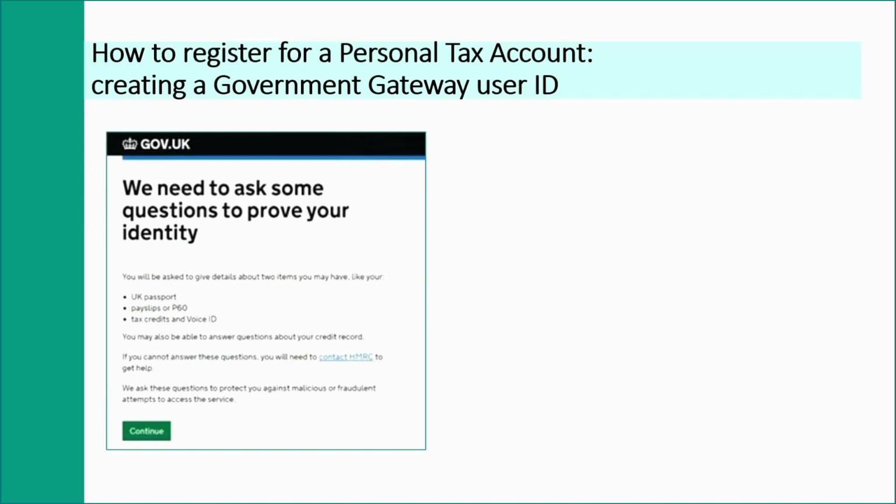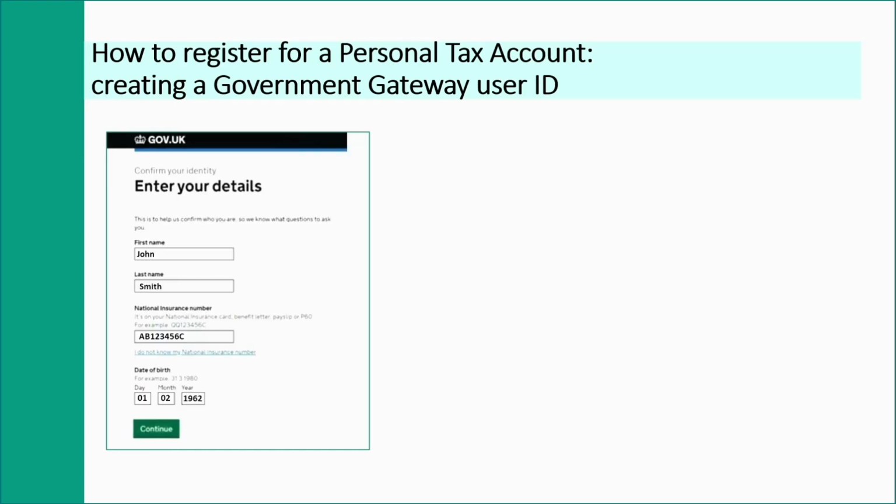On the We Need to Ask Some Questions to Prove Your Identity page, click or tap Continue. On the Enter Your Details page, we'll enter the information. Note that there should be no spaces in the national insurance number.